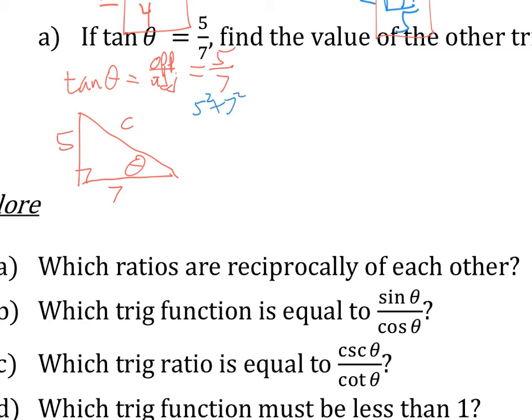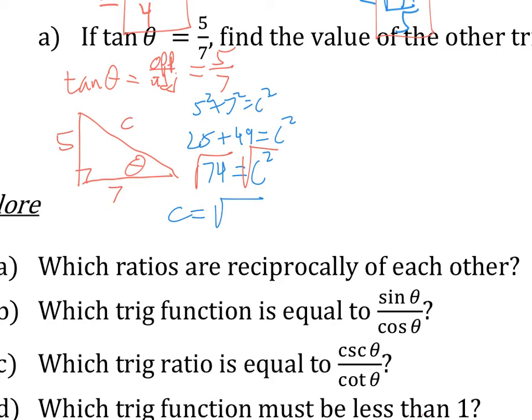5 squared plus 7 squared equals c squared. So 25. 5 squared is 25. 7 squared, 49. Add them up, we get 74. So 74 is c squared. Let's square root that. And we get c is the square root of 74.